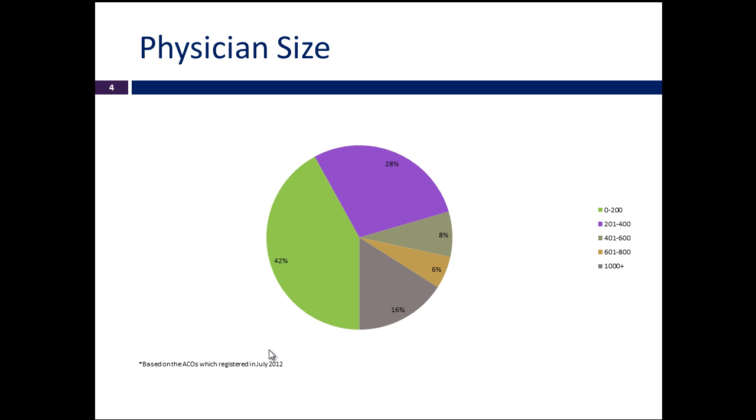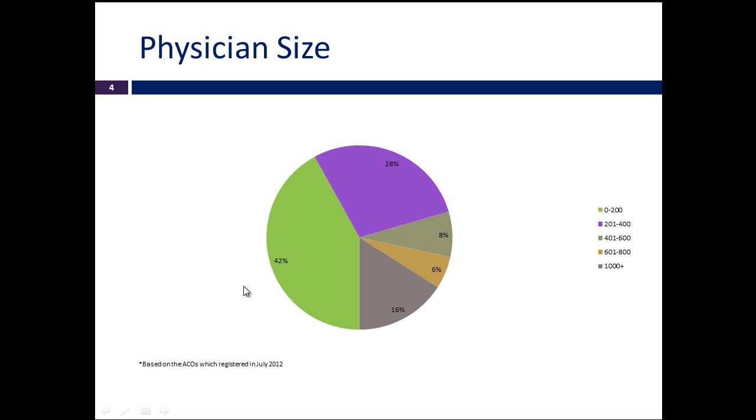Let's look for a minute, as a point of reference, at the latest group of approved ACOs, the 88 ACOs that were approved in July of 2012. With regard to that particular group of ACOs, and this seems to be relatively representative of the overall group of Medicare Shared Savings Program ACOs, 42% of those ACOs consist of 200 or fewer providers, and a full 70% have 400 or fewer providers. A slim minority, 16%, are groups comprised of 1,000 or more providers.